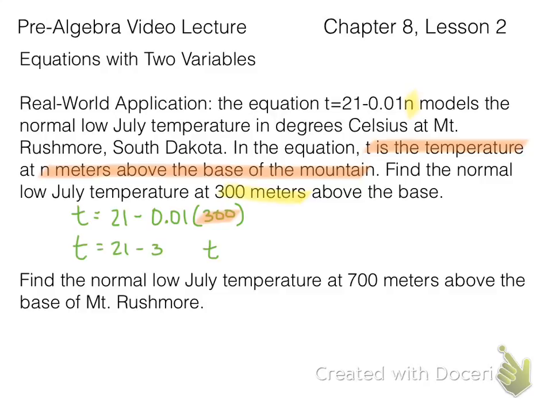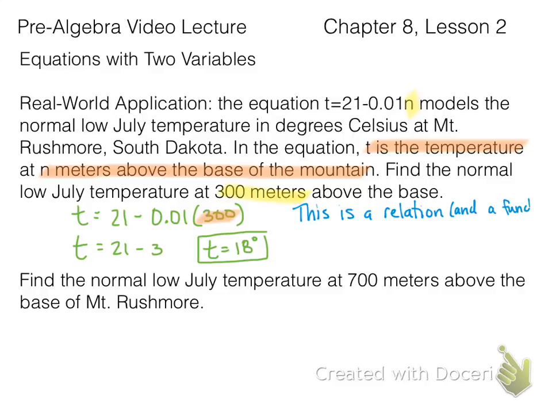All right, so now let's go ahead and do some math. 0.01 times 300 is 3, and then 21 minus 3 is 18. So when you're 300 meters above the base of the mountain, so basically 300 meters from the ground on the face of Mount Rushmore, it's going to be 18 degrees Celsius. It's a little chilly. All right, now what about 700 meters?